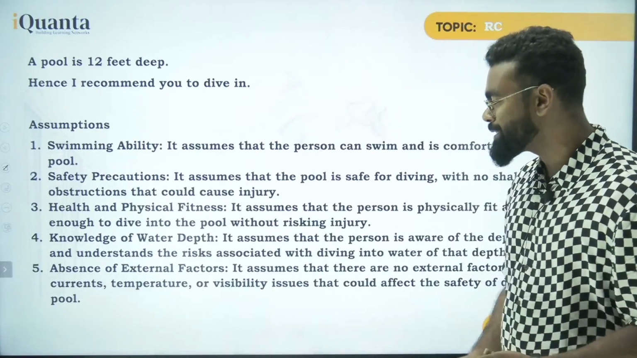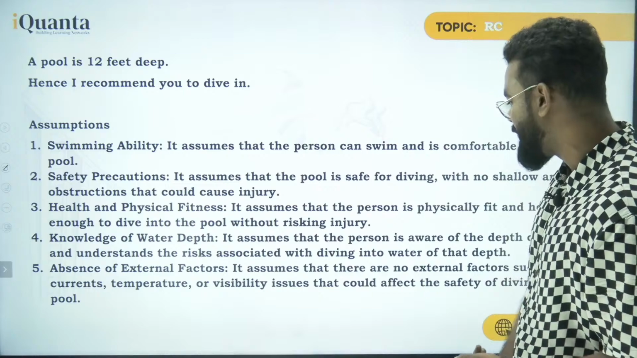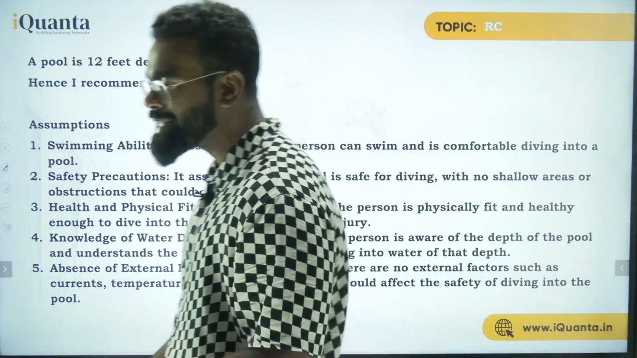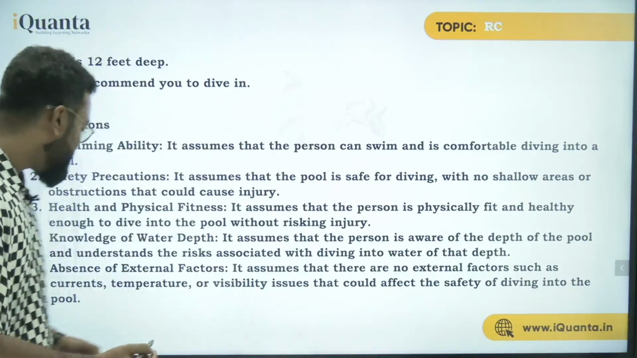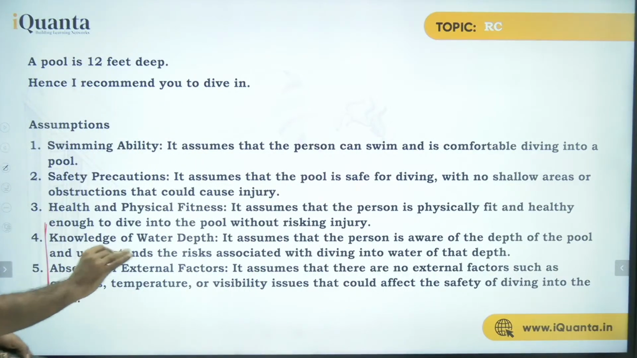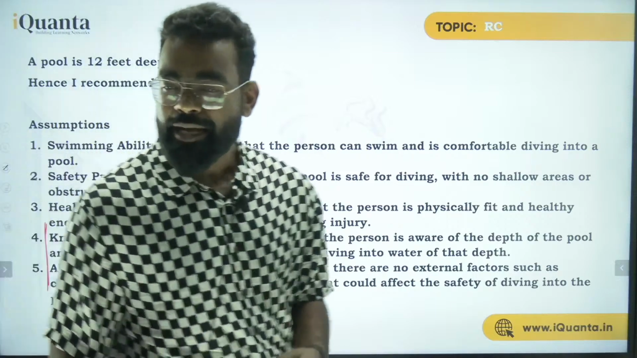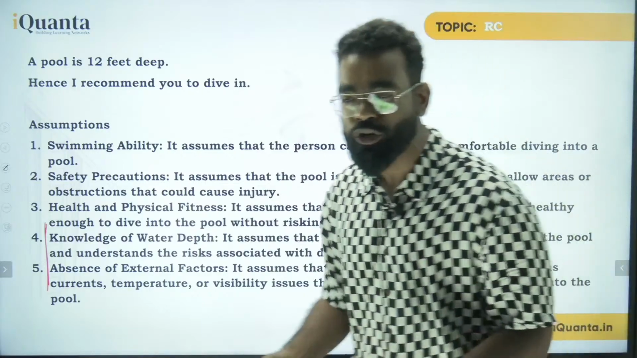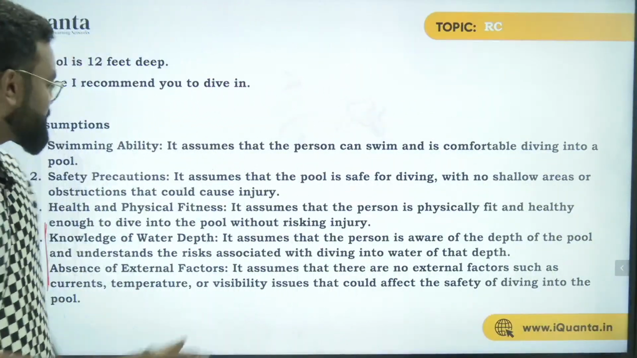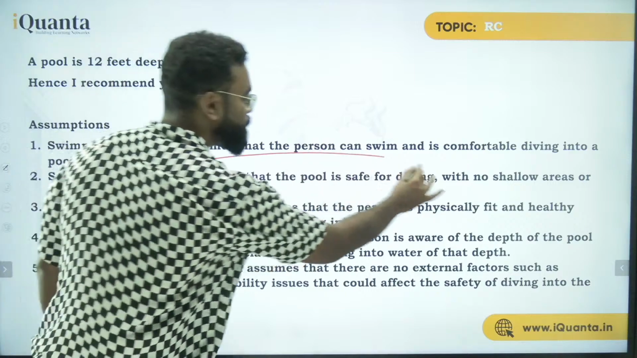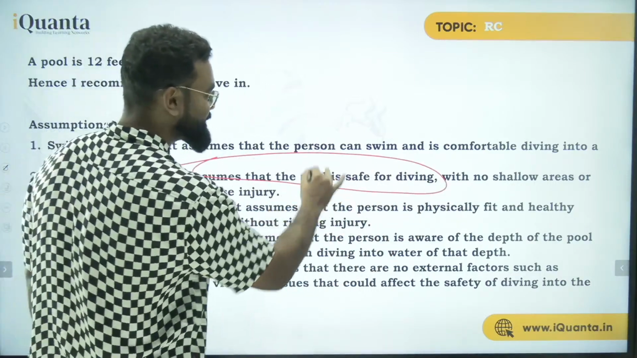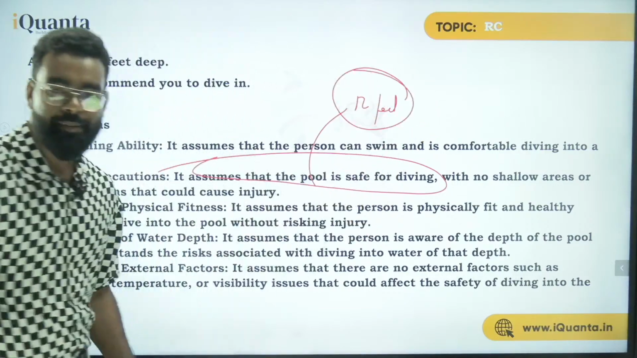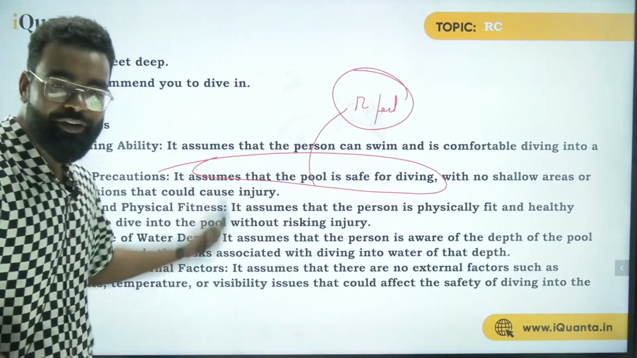Next is obviously absence of external factors, like there are no external factors such as currents, temperature, visibility issues. All of these things are basically assumptions. But remember, these 4-5 assumptions are not very strong assumptions. I have written 5 assumptions because I just need to make sure these are all assumptions, but these are not all great assumptions. The best assumption is this: the pool is safe for diving. Simply I can say the 12 feet is safe for diving. That is the base assumption I have stated. The remaining everything is assumption.